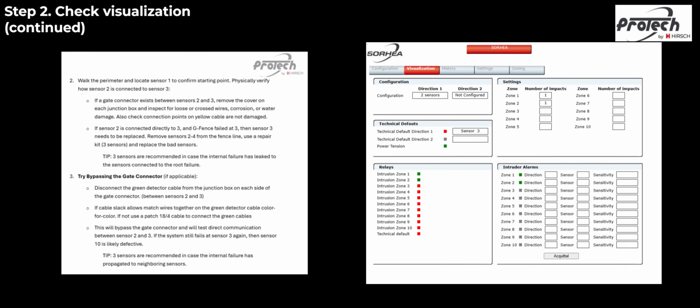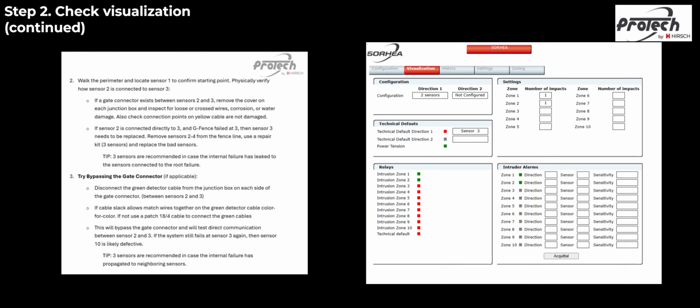Step 2, continued. In a live scenario, we would walk the perimeter and locate sensor 1 to confirm the starting point. Physically verify how sensor 2 is connected to sensor 3. If a gate connector exists between sensors 2 and 3, remove the cover on each junction box and inspect for loose or crossed wires, corrosion, or water damage. Also check connection points on the yellow cable to confirm they are not damaged.